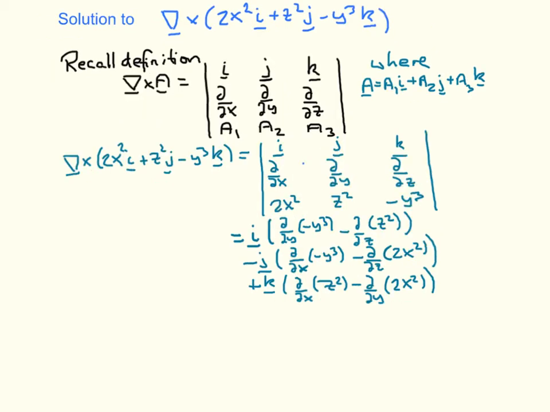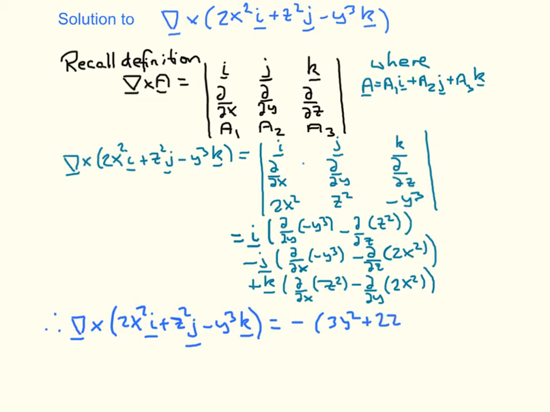So what we obtain is that the curl of 2x squared i plus z squared j minus y cubed k is equal to, from the first derivative we're going to get minus 3y squared, from here we're going to get minus 2z, so both of them have a minus sign, so I'm going to pull out the minus sign, and it's 3y squared plus 2z, close brackets, multiplied by the unit vector i, and as we said, everything else vanishes. So this is our result.